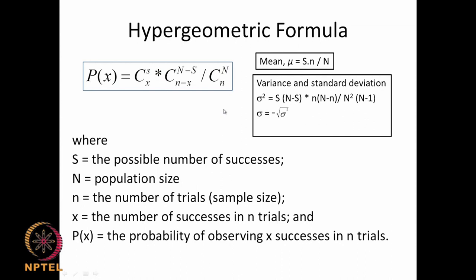We can also look at problems in the hypergeometric distribution, and as I said, it is a very useful type of analysis to carry out, especially in biological systems. This distribution is quite useful where you have a limited population and a sample you take from that limited population.